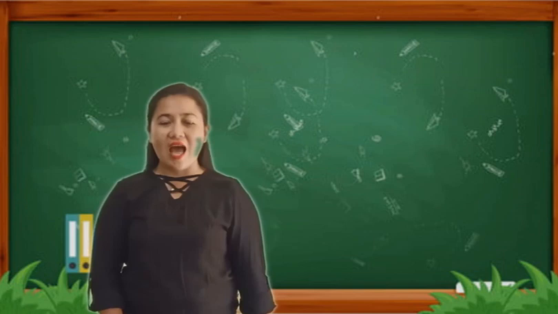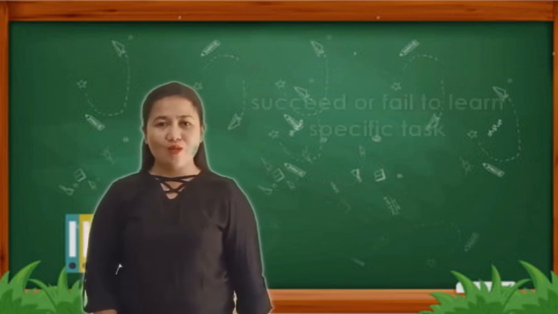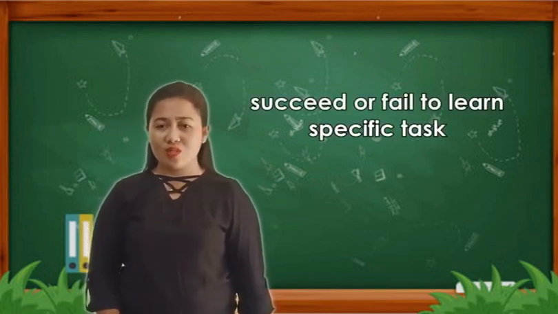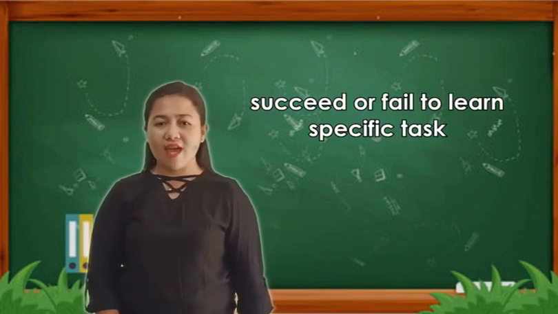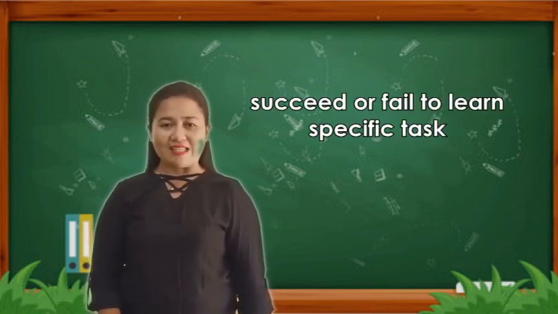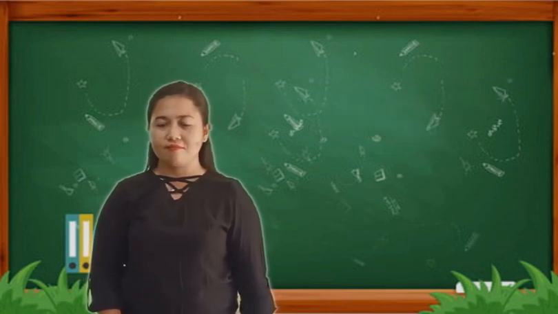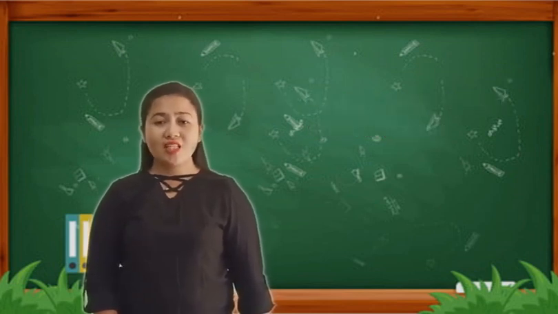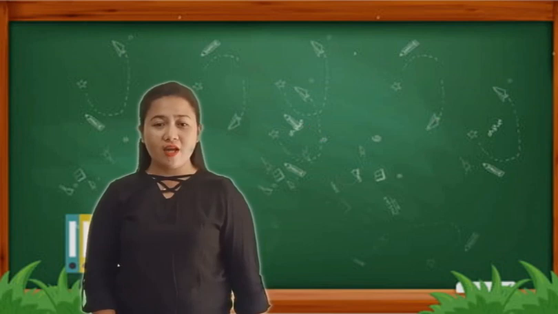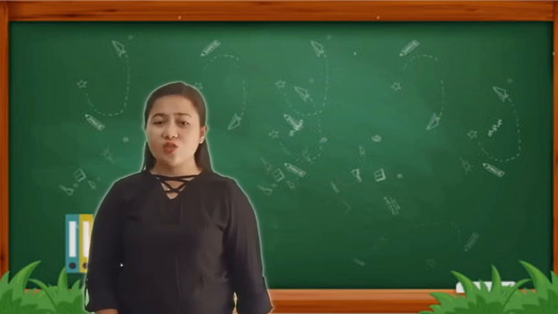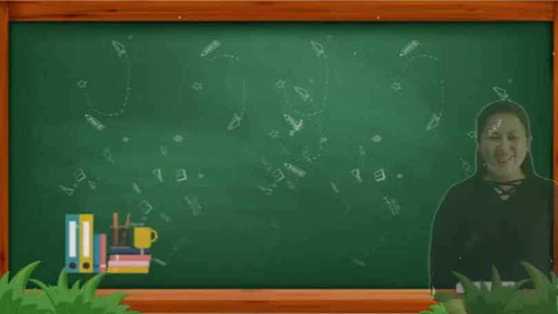Measurable objectives allow instructors to observe when students succeed or fail to learn specific tasks indicated in those objectives. When the objectives are met, their corresponding goal is said to be achieved.